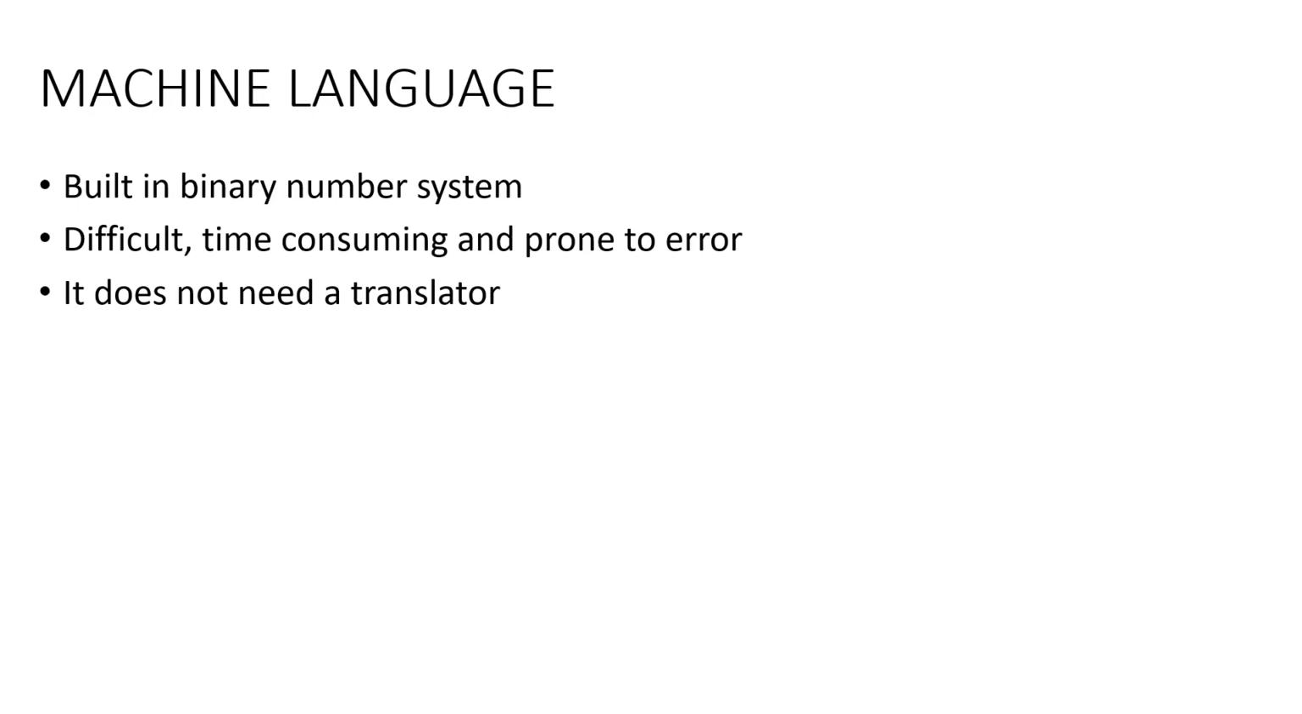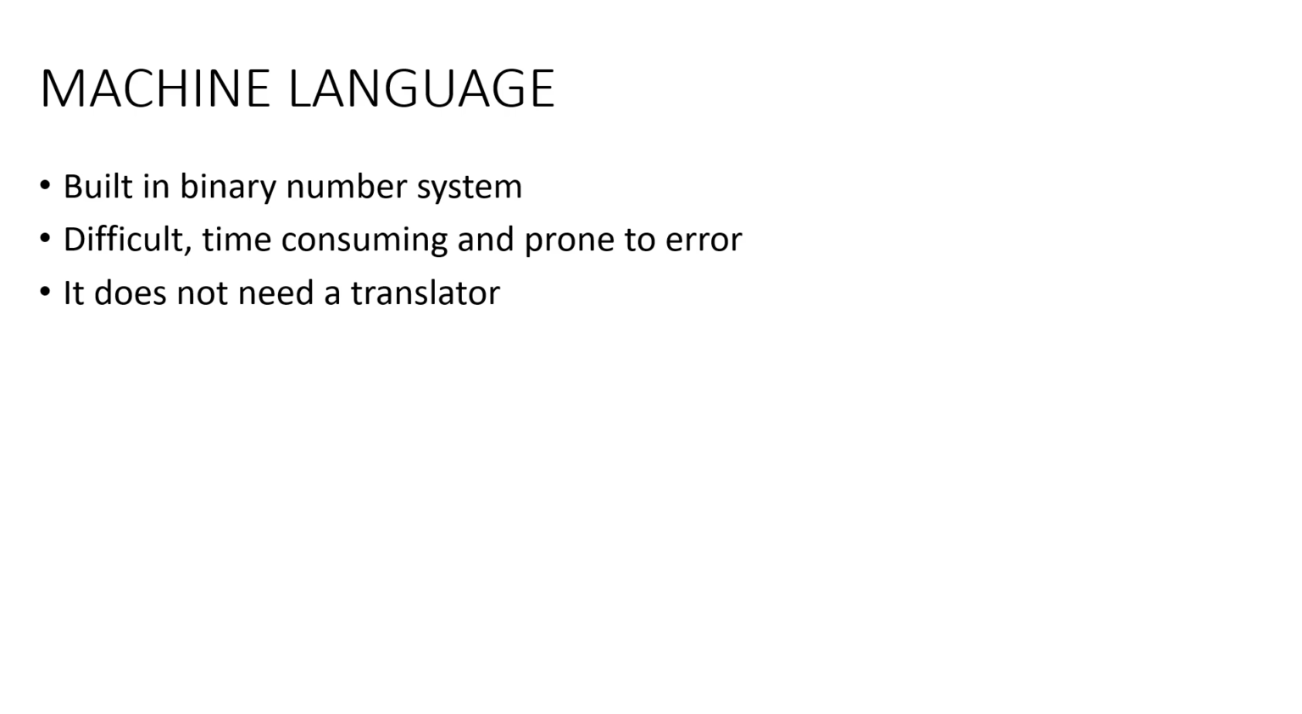Now let's talk about the machine language. Machine language is built in the binary number system, and this is the language that the computer understands. What we mean by binary number system is that they are written in zeros and ones. Machine languages are written in zeros and ones, which is the language that the computer system understands.